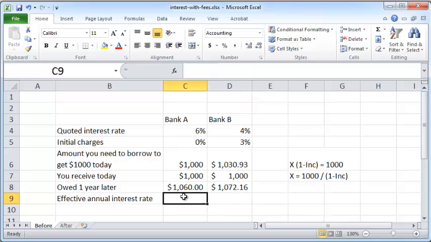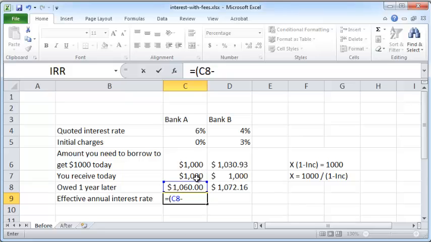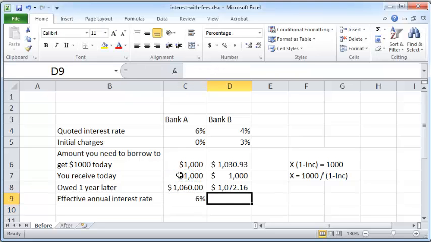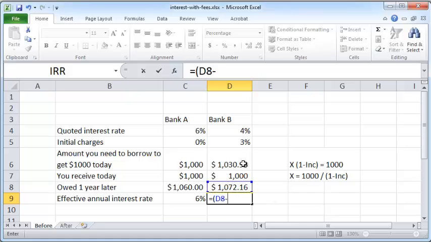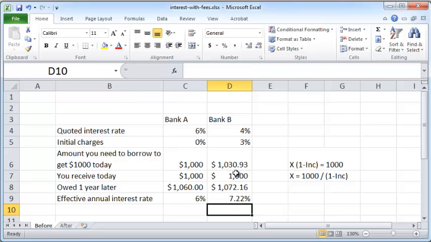$1,072.16. What is the effective annual interest rate that you're paying here? Effective annual interest rate is just whatever you finally owe minus the initial amount that you receive, divided by the initial amount that you receive. So that's 6% in this case, which is the same as the quoted interest rate. But in this case, you can see that it's slightly different. It is what you need to repay minus what you receive, divided by what you receive, which is 7.22% in the case of Bank B.